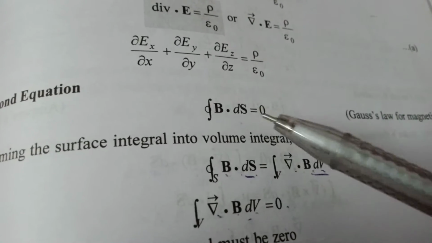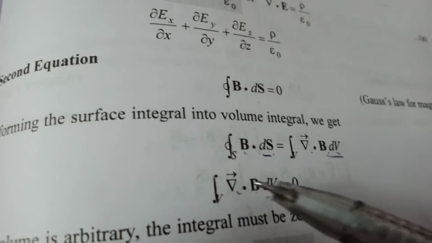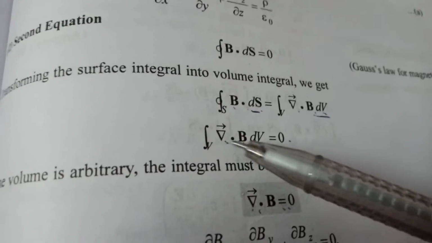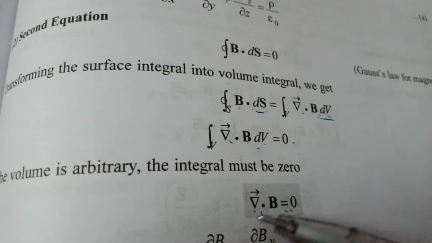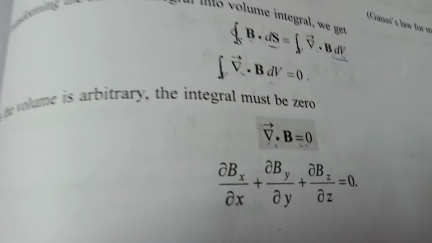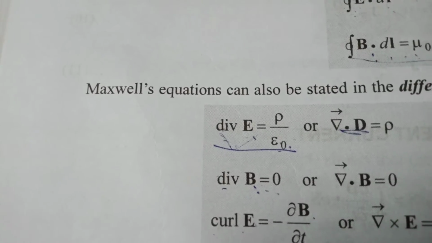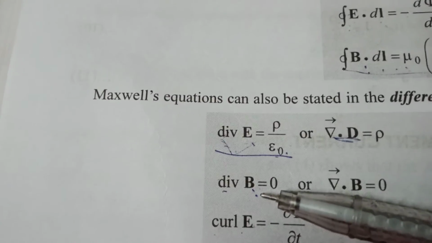Since this is 0, the right hand side is 0. This del dot B is 0. That means div B is 0, and that is exactly what we want. If you come here, div B equal to 0 is your second law.